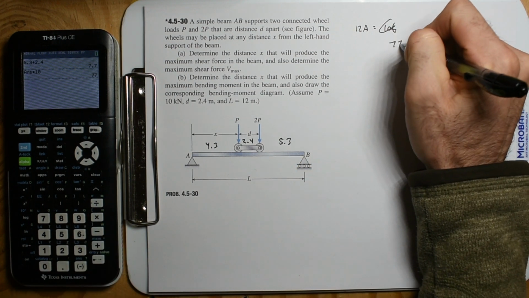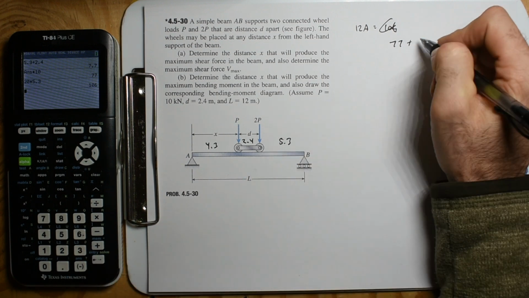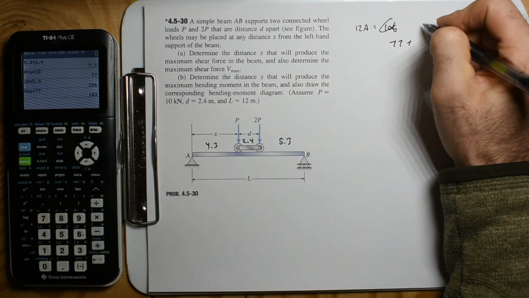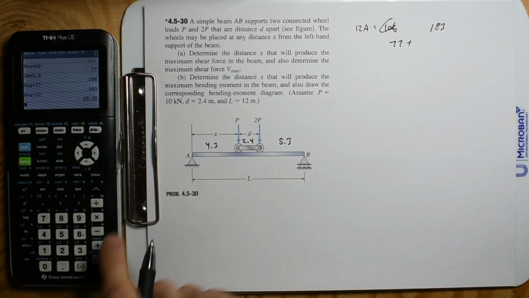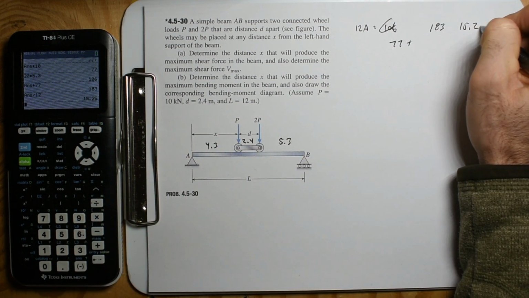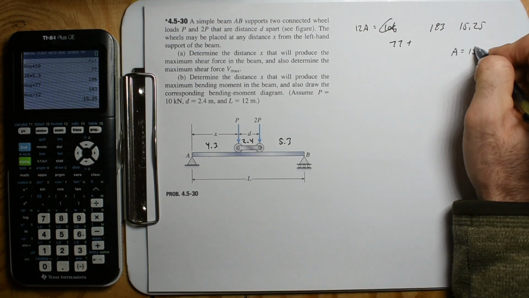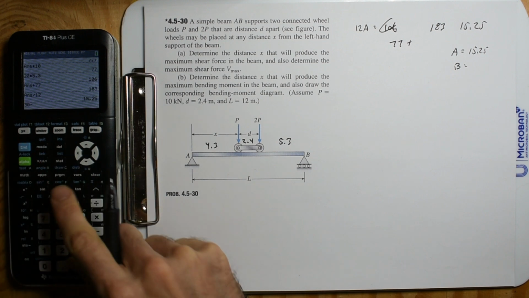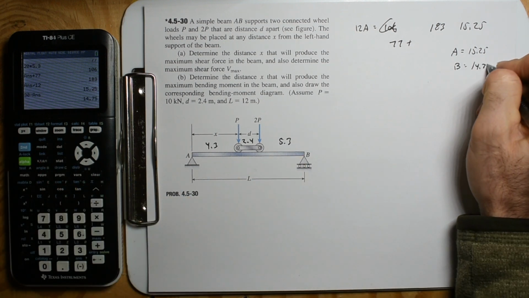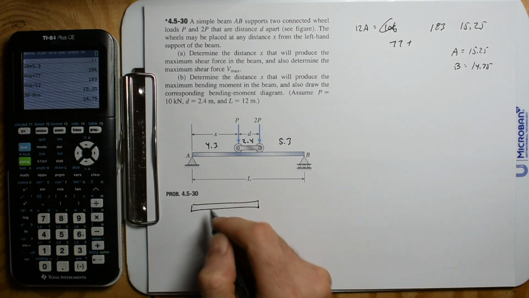So we're going to have 77, and then this one is going to be 20 times 5.3, which is 106. So we have 183 divided by 12. All right, so now we got 15.25. So A is 15.25. B is 30 minus that, 14.75. All right, let's do the free body diagram all the way to 2p.